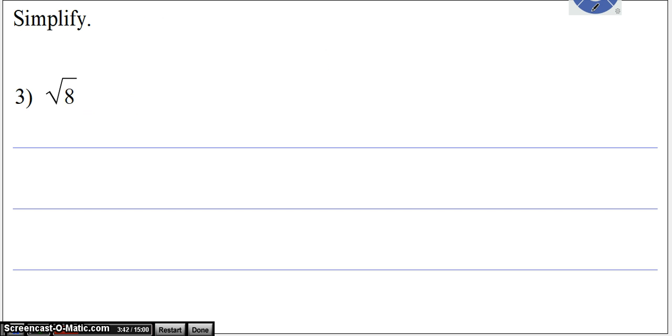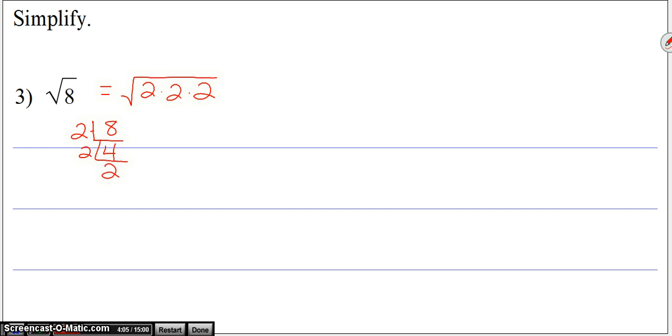Okay, so this one is the square root of 8, and the square root of 8 can be written as a product of prime factors because 2 goes into 8 4 times. 4 is not prime, 2 goes into it 2 times, and since 2 is prime, I know I'm done. So the square root of 8 is the same thing as the square root of 2 times 2 times 2. Now I still need to circle in groups of 2, so I can only take this set right here. That 2 is what will get to go outside the radical, and this 2 stays in. And so that one's done. That one's simplified.